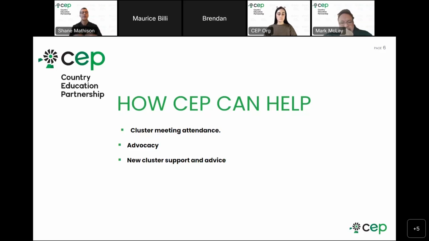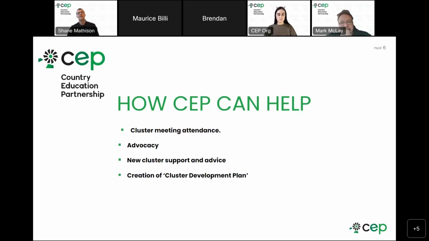We're also supporting new cluster schools to develop and build their system, and we're running through this process with some new schools at the moment. We can provide advice, connect them to other clusters that are perhaps already operating at a more advanced level, and they can see that and then get advice and support from us.